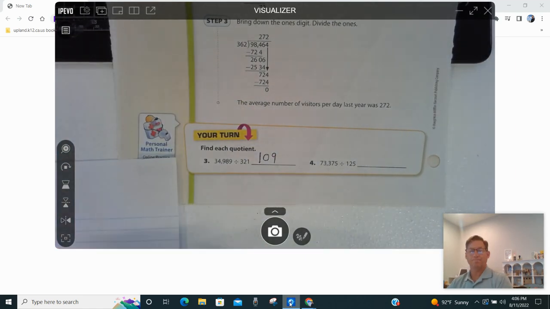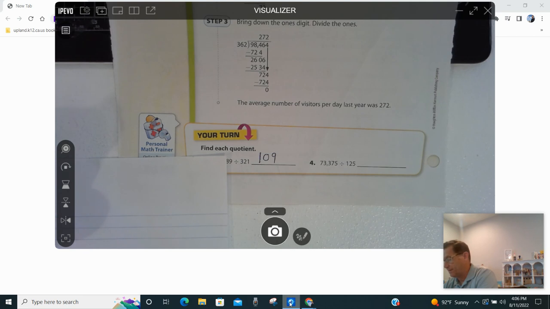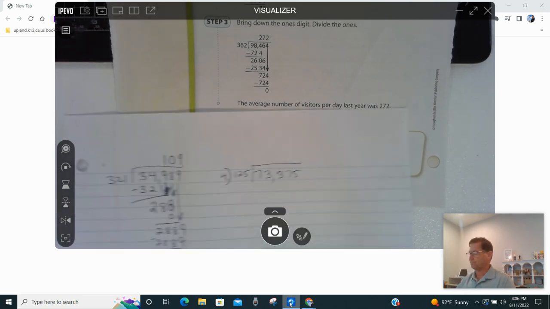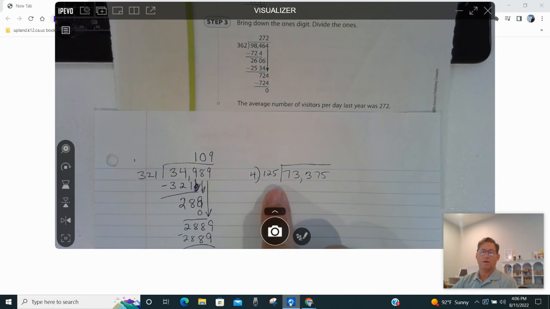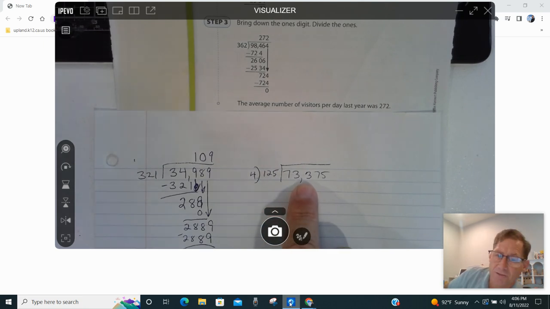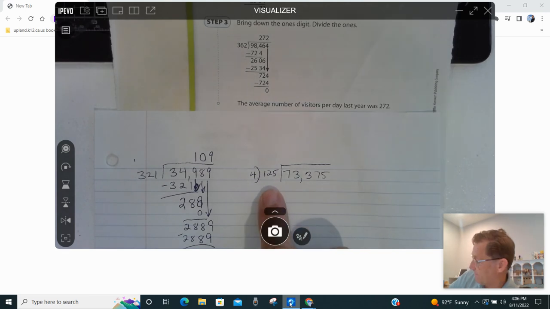Okay, number 4. 73,375 divided by 125. Okay, so 125 is greater than 3. 125 is greater than 73. 125 is less than 733. So we can divide 733 by 125.